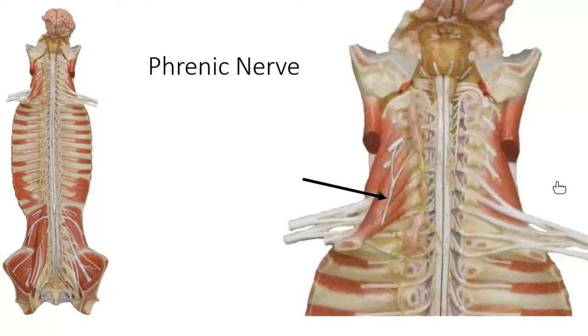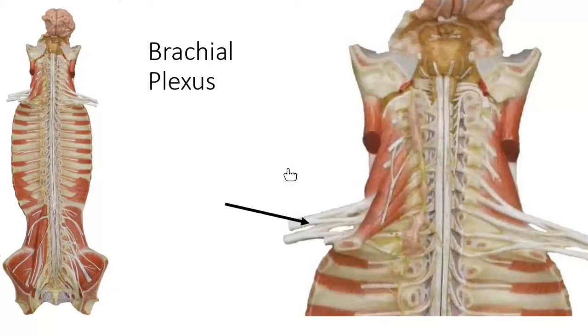All right, the next slide here. Remember what I said? A group of nerves called a plexus. So this is the brachial plexus. This is the group of nerves that goes out to your upper extremity. That's the brachial plexus, all these nerves here.